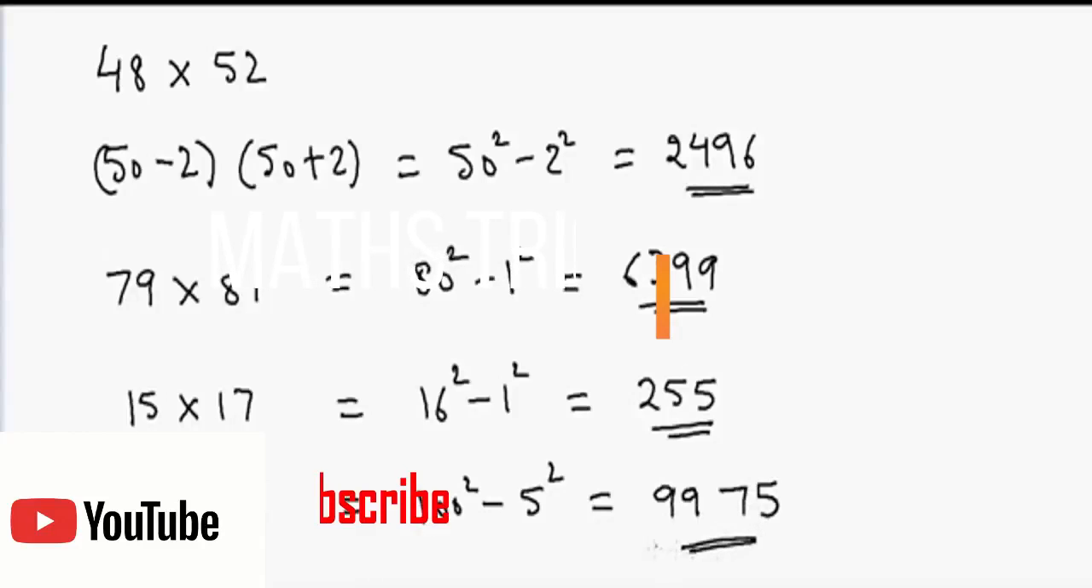So this is how you can use this trick for faster calculation, for numbers which seem difficult in the beginning, but if you remember this trick, this can be done very quickly.